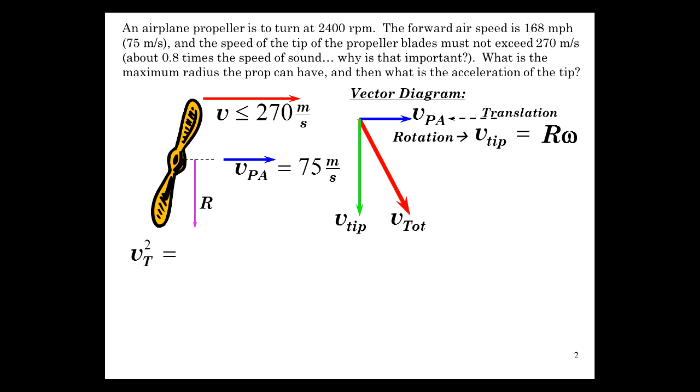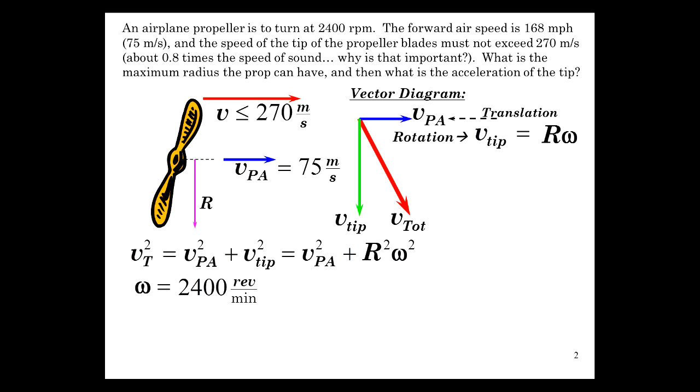So let's solve. Pythagorean theorem: V total squared equals VPA squared plus V tip squared. And we know that the tip rotational speed is r omega, so that's r squared omega squared. So now what we need to do is figure out, well, what's omega? Let's calculate omega, so then we can solve for the maximum radius, so that we don't violate the 0.8 times the speed of sound limitation.